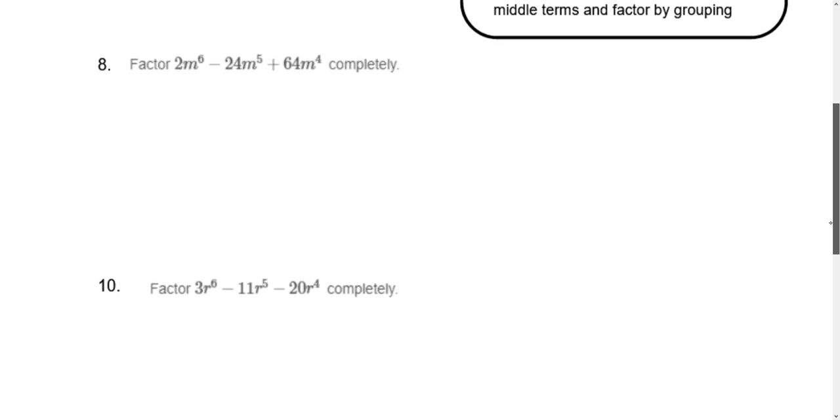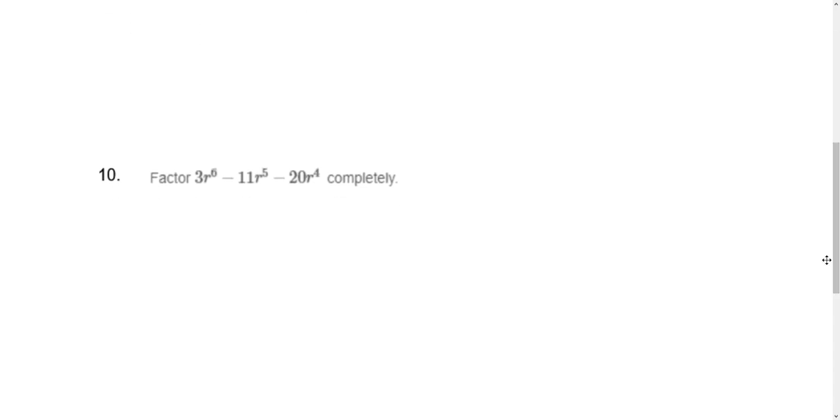I think the only one that's going to be a complex ABC is number 10. It's got 3, 11, and 20. You can't take out the 3.